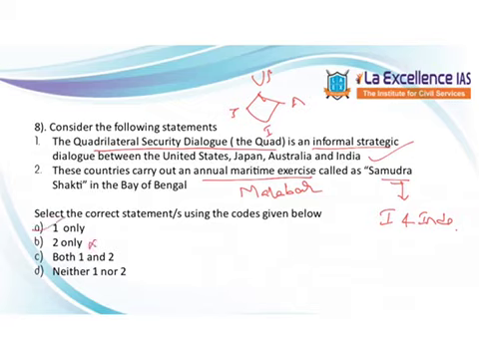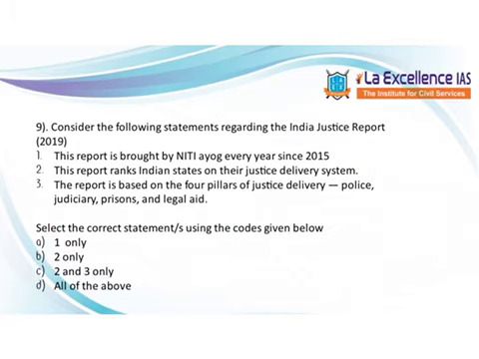Remember one very important thing. The squad started in 2007 and this is an informal strategic dialogue. This is the most important thing you have to remember, which they can use to try to confuse you in the prelims. Consider the following statement regarding the India Justice Report 2019.